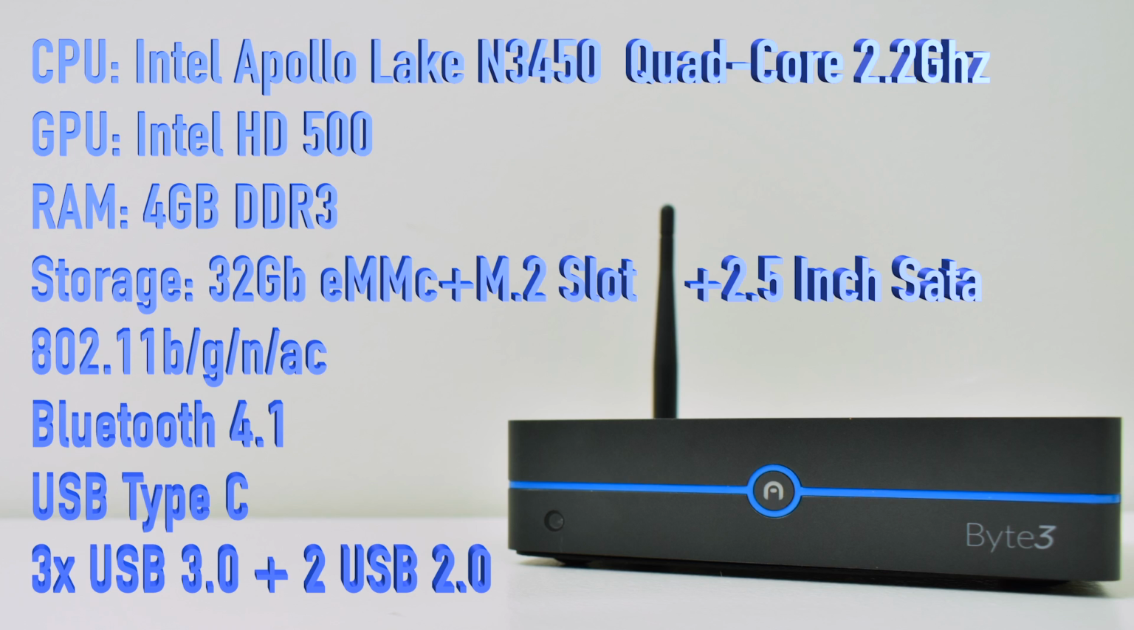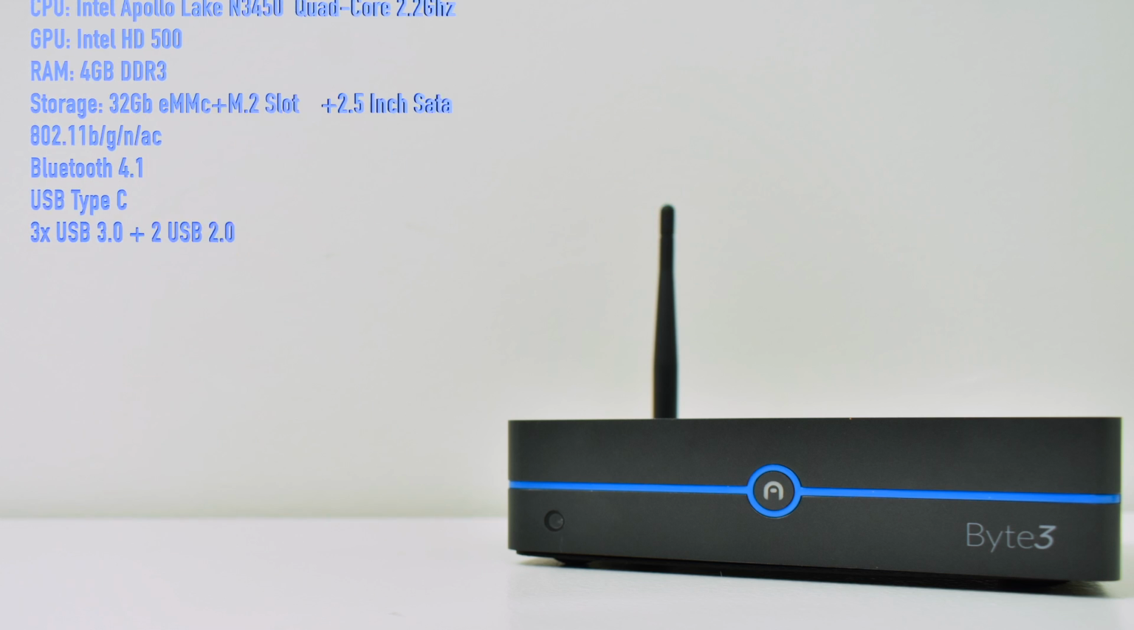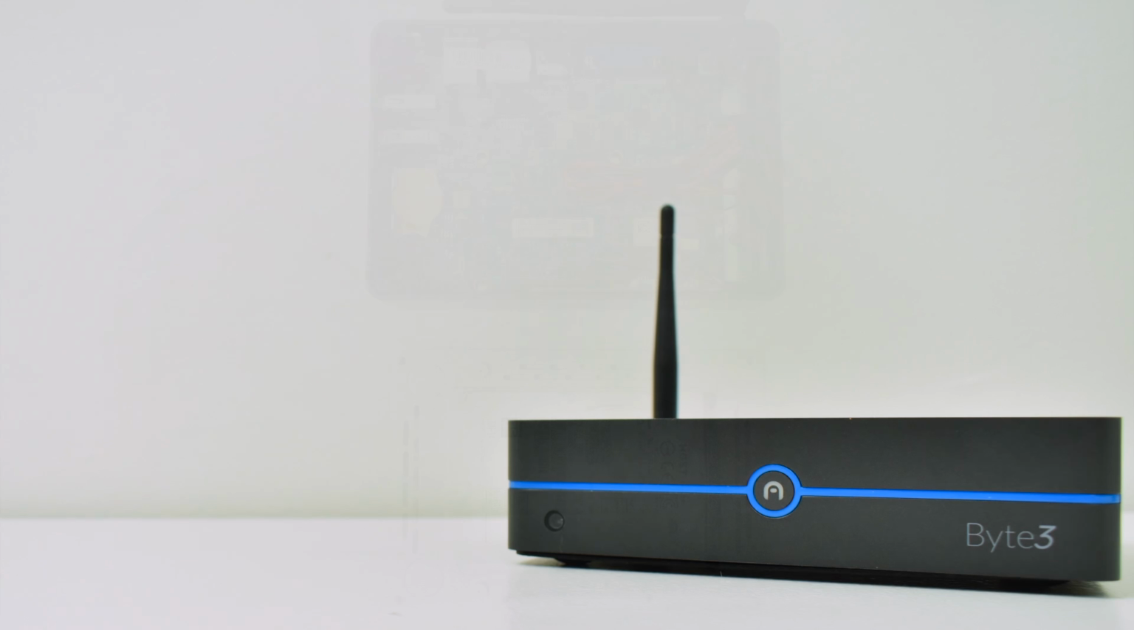It also has an M.2 slot inside for an SSD and cables for a 2.5 inch SATA, built-in Wi-Fi 802.11b/g/n/ac. As you can see, it does have an antenna built into the box itself, Bluetooth 4.1, a USB Type-C port, 3 USB 3.0 ports, and 2 USB 2.0 ports. If you're looking to use just Ethernet and not Wi-Fi, you're in luck because it does have a gigabit Ethernet port. It also has that IR receiver on the front for the included remote.